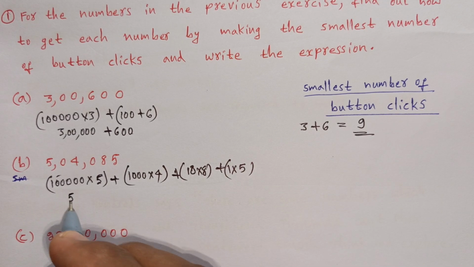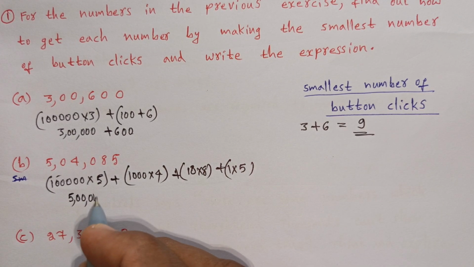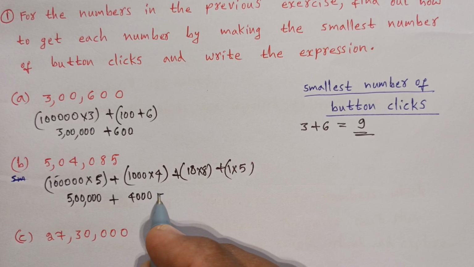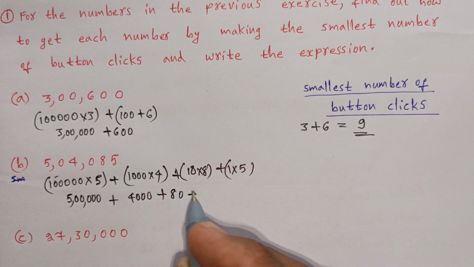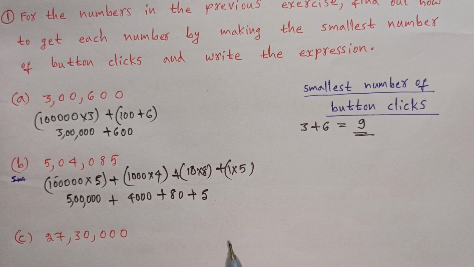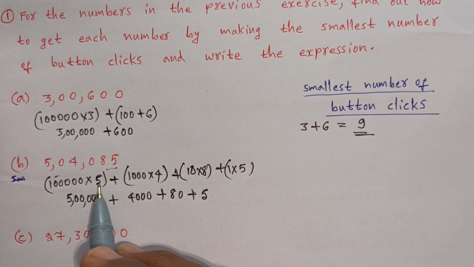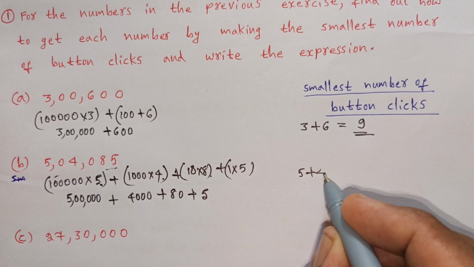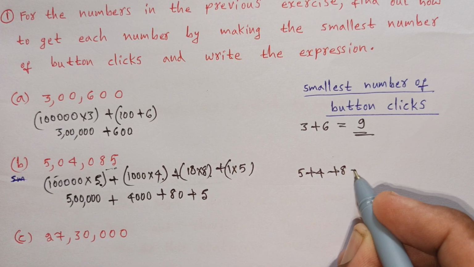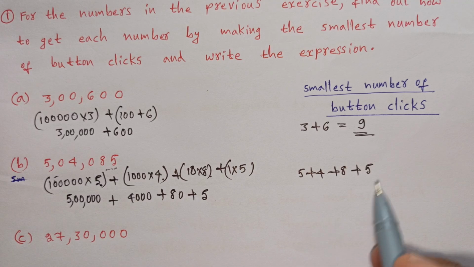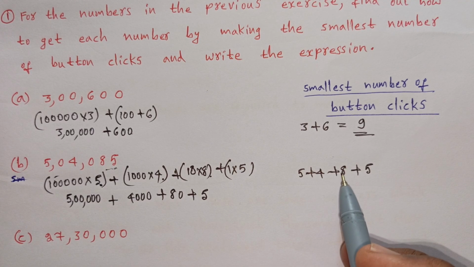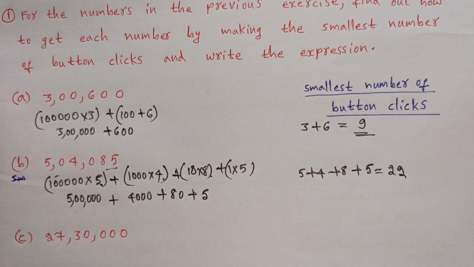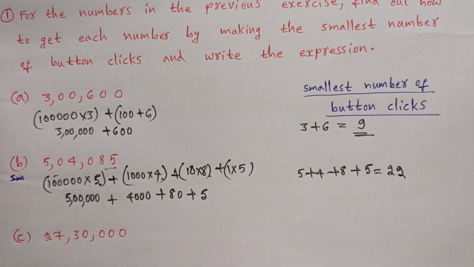So finally we will get here 5 lakh plus 4000 plus 80 plus 5. So we will get the same result. Here the number of clicks is 5 plus 4 plus 8 plus 5. So 5 plus 5 is 10, 10 plus 8 is 18, 18 plus 4 is 22. So using 22 clicks we can get the answer.